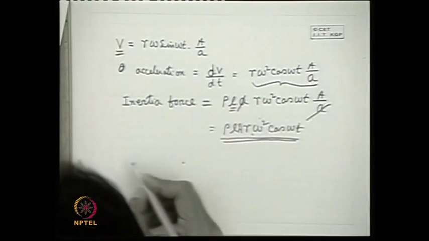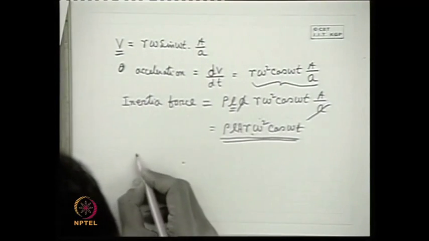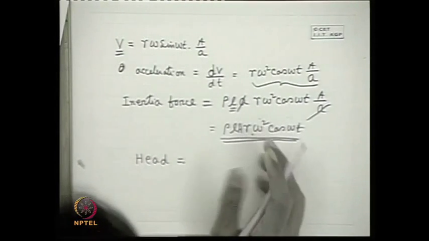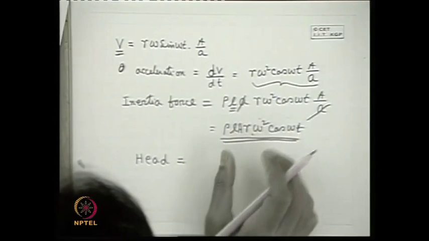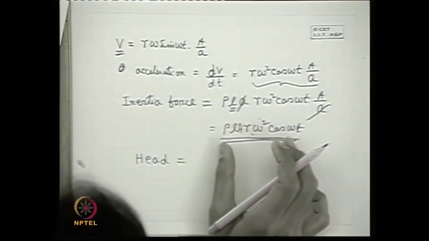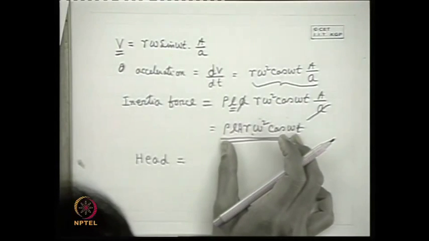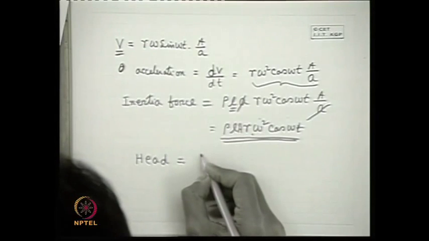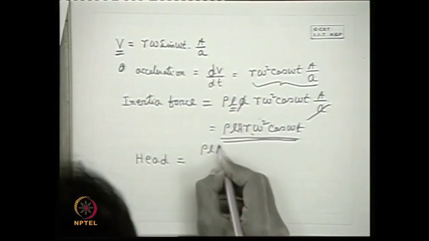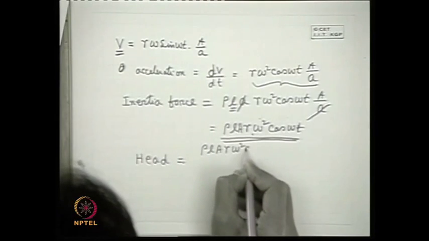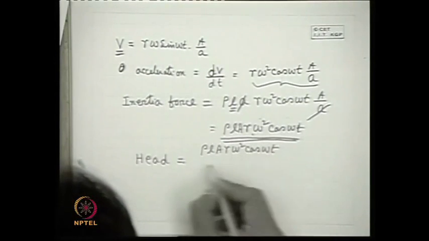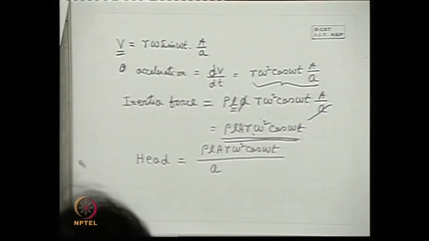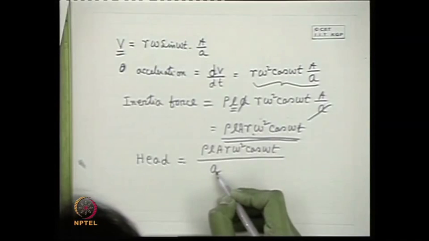So this force creates a head. Due to this force, what is the head that is created? The force which has to be acted on the fluid to cause its acceleration corresponds to a head. How do we find the corresponding head from the force? Force divided by area is the pressure, so capital A divided by A, that is the pressure.